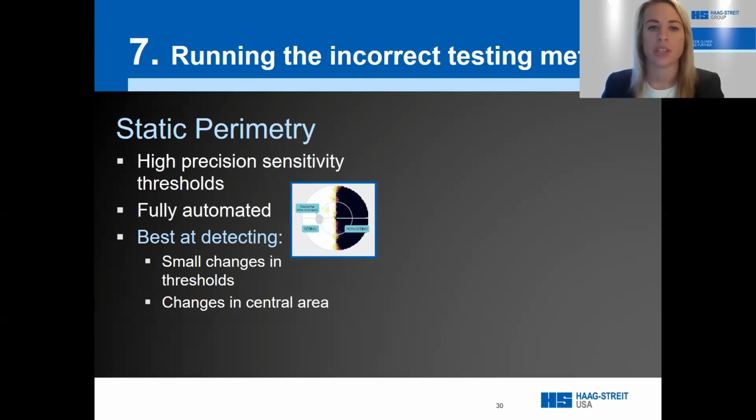Static perimetry is considered the gold standard. It has a high precision sensitivity threshold and is fully automated, which makes it easier for the technicians to focus on the patient. Static testing is best at detecting small changes in sensitivity thresholds, especially in the central vision.